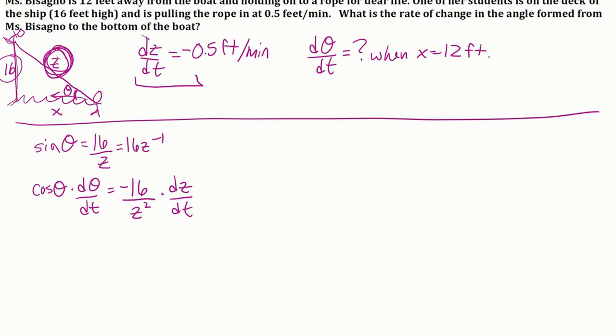And then let's plug in what we know. Cosine theta, I don't know right this minute, so I'm going to hold off on that. I obviously don't know what d theta dt is. That's what I'm trying to solve. Do I know what z is? I do not know what z is right this second, but I can figure that out. And dz dt is negative 0.5. Okay, so I have a few unknowns. Cosine is an unknown, and z is also an unknown. So let's look at things we can do to solve.